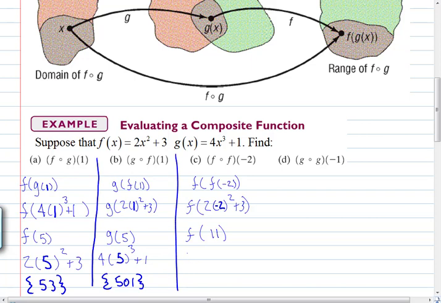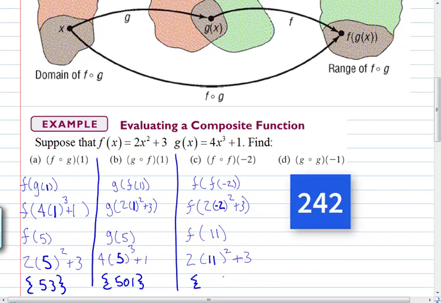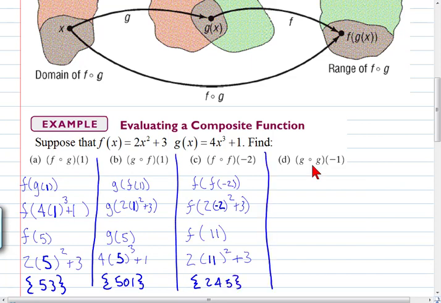So now what do we do? Plug in the 11 in place of x in our function f. F still does the same thing. We're just plugging a different number into it now. So 11 squared is 121, times 2 is 242, plus 3 is 245. And then we do the same thing with g. You can compose a function with itself. We just proved it.